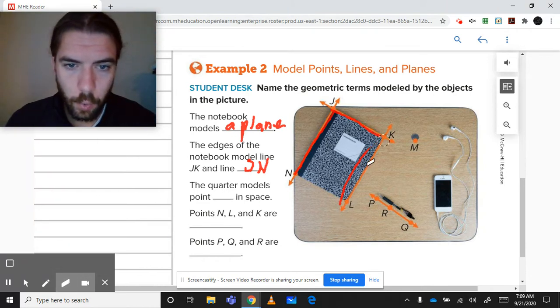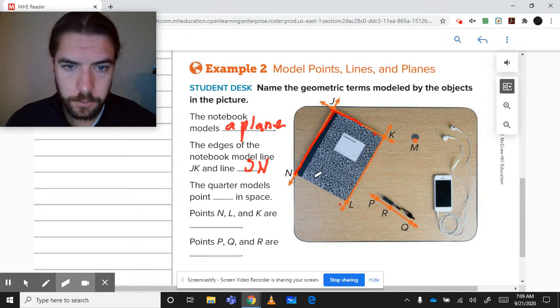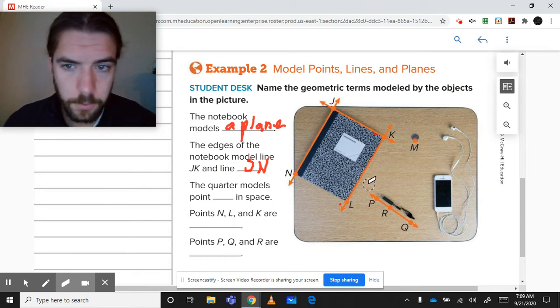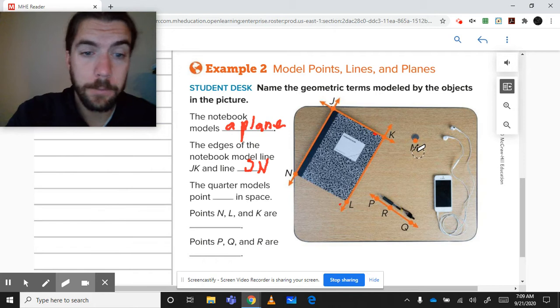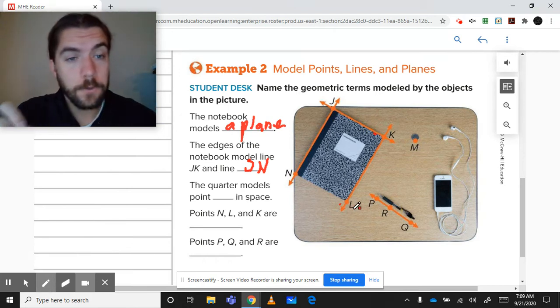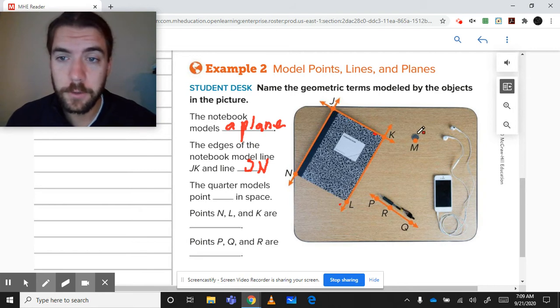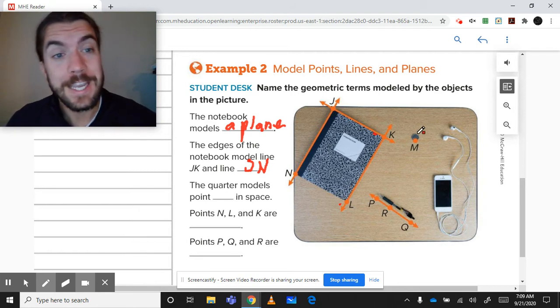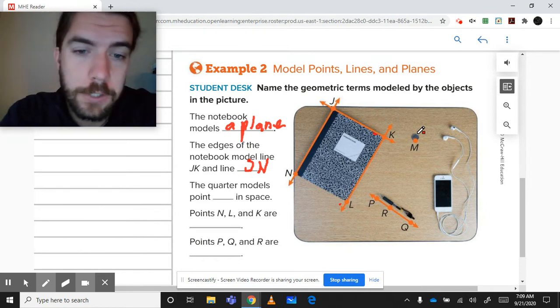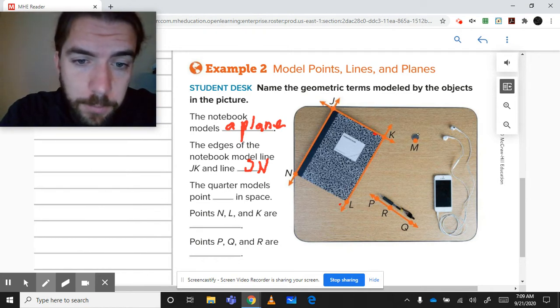Okay. The quarter models point what in space? Well, they're saying the quarter right here is modeling what we call point M. Now remember, we're saying that points are not really objects. They don't have a size like a quarter does. But a quarter, if anything, if it's going to model any of these terms, it's going to model a point more than it's going to model a line or a plane.